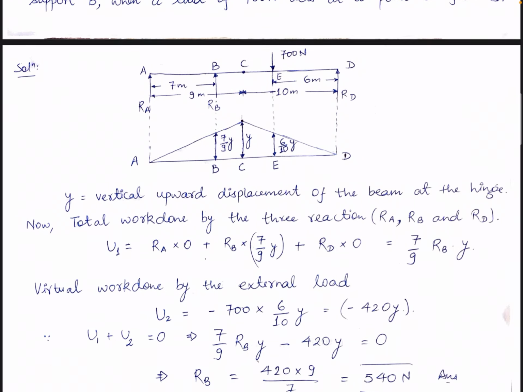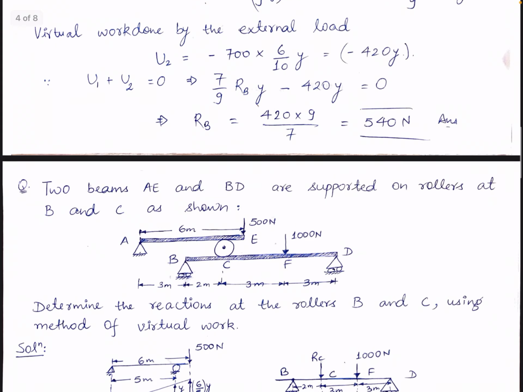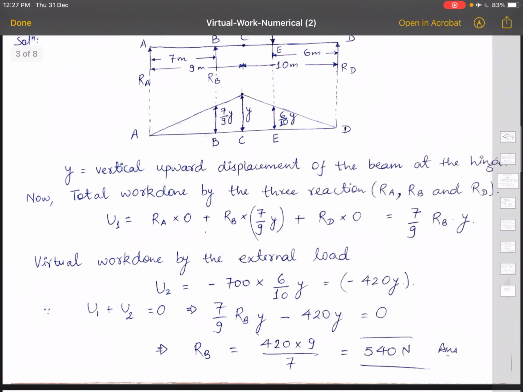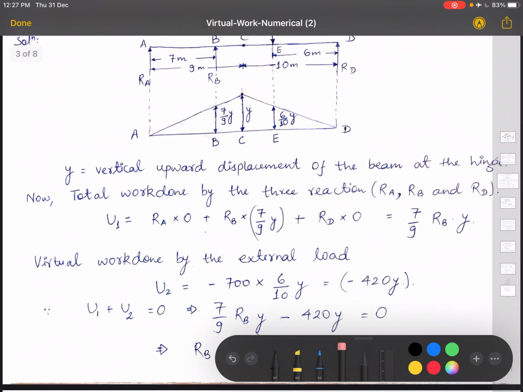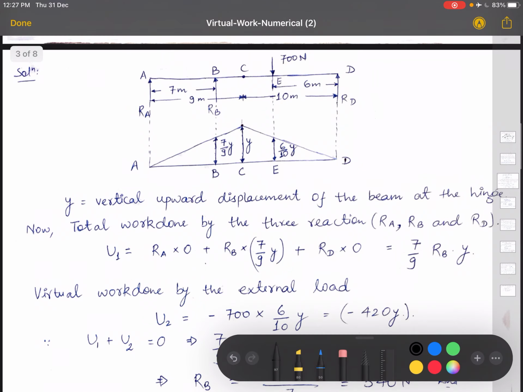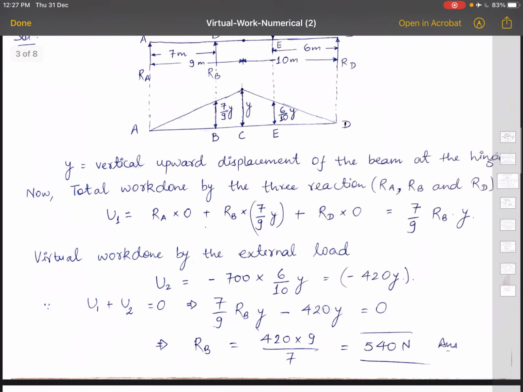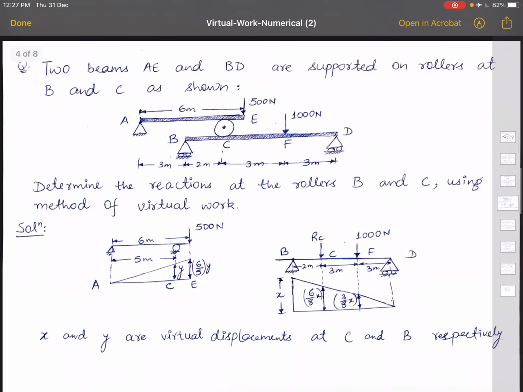So RC also we have to calculate. So RC you can simply put, let me just tell you how you are going to do this. Now what you can do, you can take the moment about C, but in that case... oh, we have calculated RB, so RB is okay, fine.